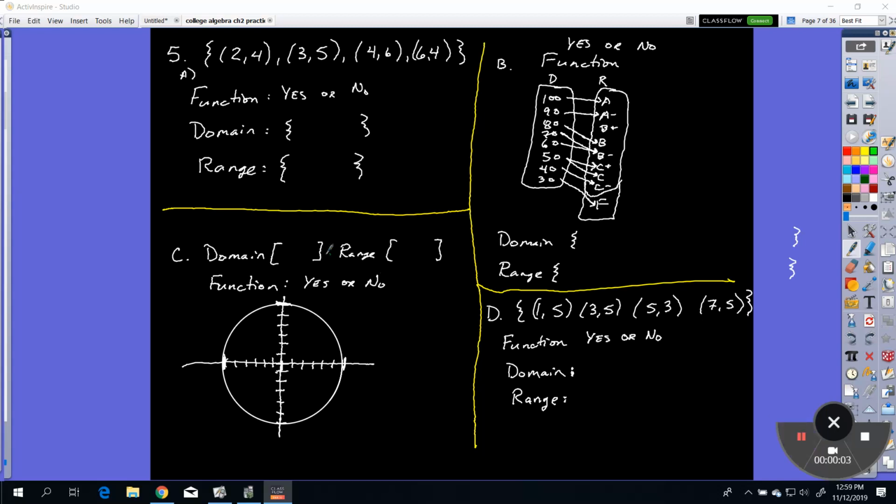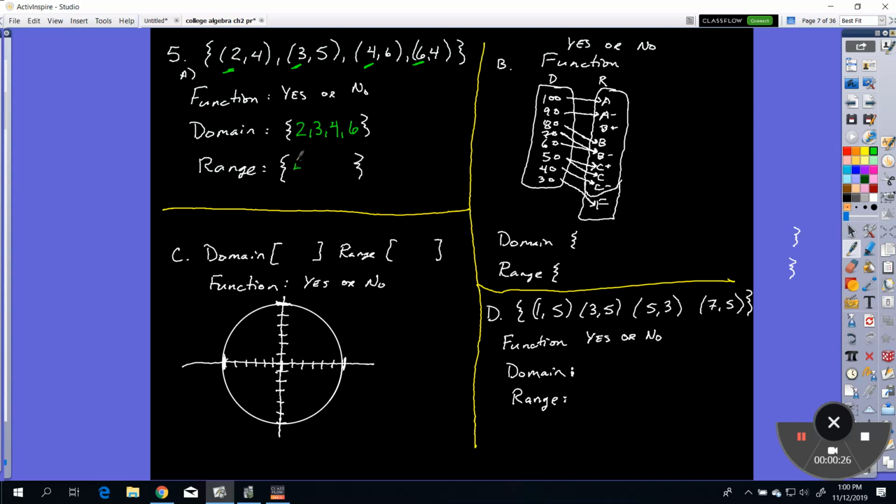Okay, so in question 5, you're supposed to determine if this is a function or not a function. So what I do is I look at each of these x values. These are your inputs. And to be a function, each x has to be assigned a y. Each of these x's, which are my domain, so I might as well write that in right now, has to be assigned with one y value.